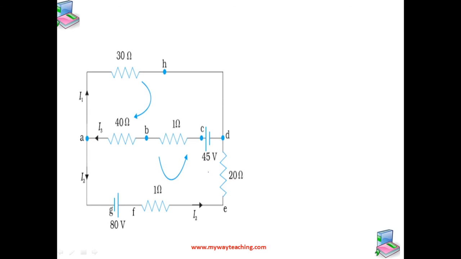So this is what the Kirchhoff laws say. The first one is that the sum of the currents entering the junction is equal to the sum of the currents leaving the junction, and the potential difference in a closed loop is always equal to zero.